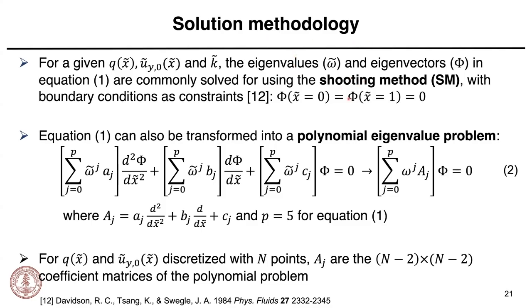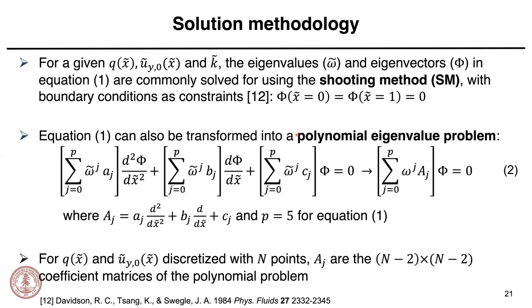And for example, let's say you have more than one solution to the equation, you'd have to restart it multiple times to get all the different solutions. So what we'll propose here instead is to transform that previous equation, instead of solving it as a shooting method, but to transform it into a polynomial eigenvalue problem.